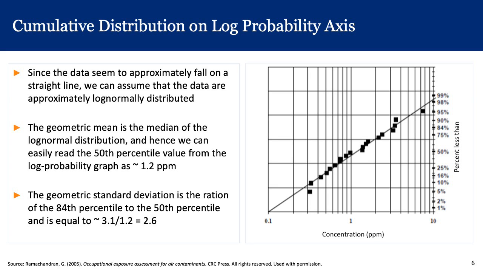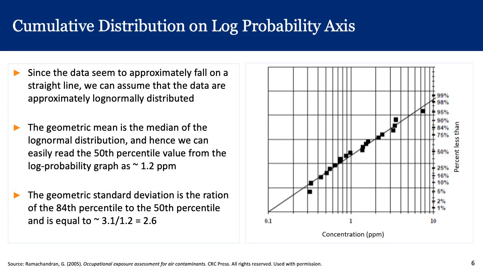Likewise, if you go to the other extreme, we see that the value of 7.43 corresponds to around 95%, and all the values in between. And even visually, we can see that these measurements follow a nice straight line, which indicates that the data come from a log normal distribution.